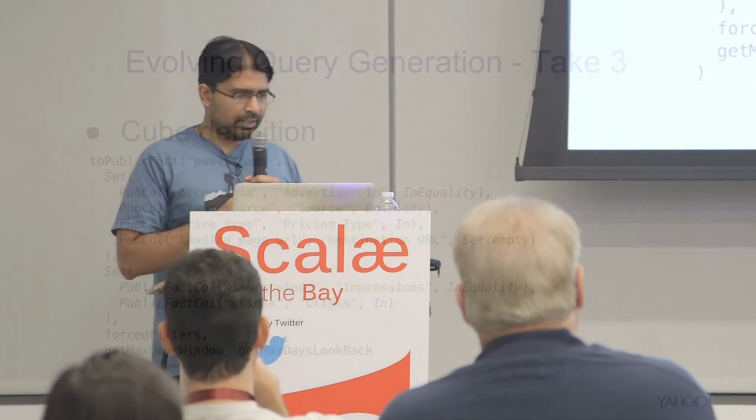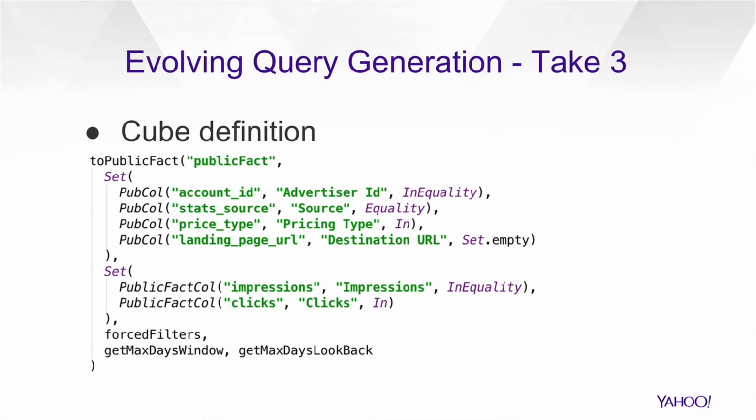Once the definitions are constructed, we can convert the builder into an actual cube definition by calling the toPublicFact method here. What we're providing here is two sets of columns, the set of dimension columns and the set of fact columns that are available in this cube definition. So in this definition, you see the mappings of the internal columns to the external column names and a set of operations that we're allowing our users to apply on these columns.